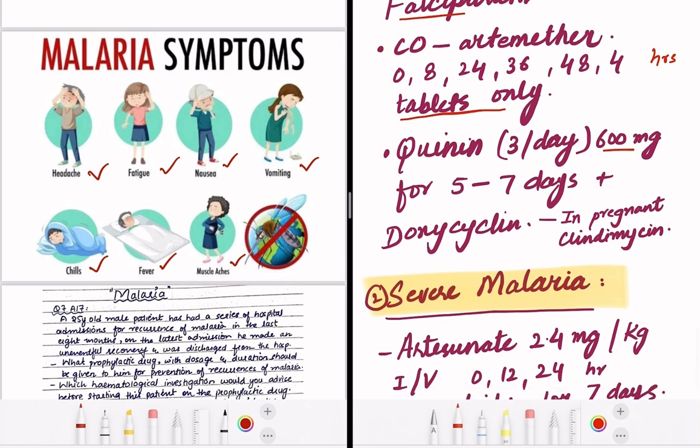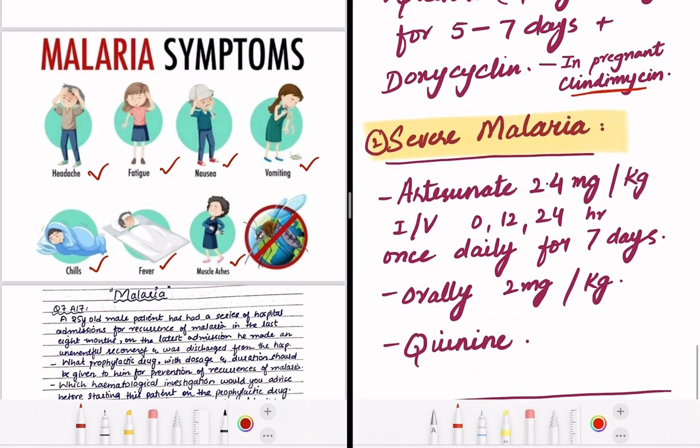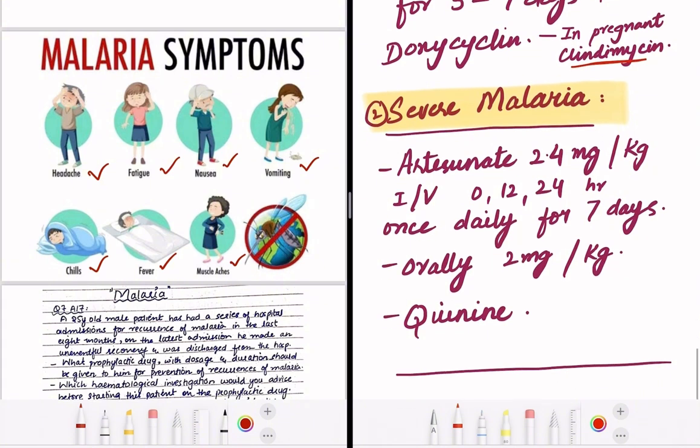Doxycycline is given along with quinine, and if malaria is the case in a pregnant lady, then clindamycin is used in place of doxycycline. Severe malaria: artesunate 2.5 mg per kg intravenous is used at 0, 12, 24 hours. It is given once a day for 7 days. Orally, 2 mg per kg can be given, and if it doesn't work, then quinine is used in severe malaria.